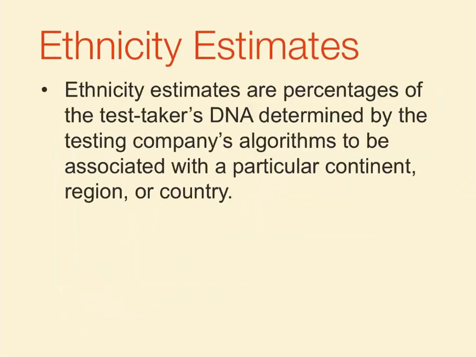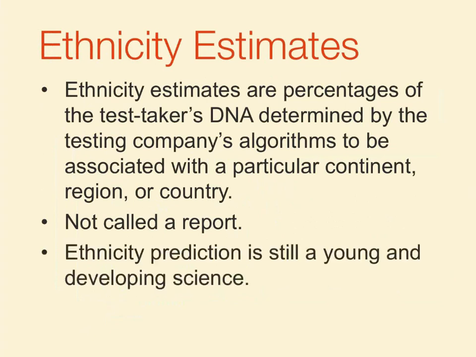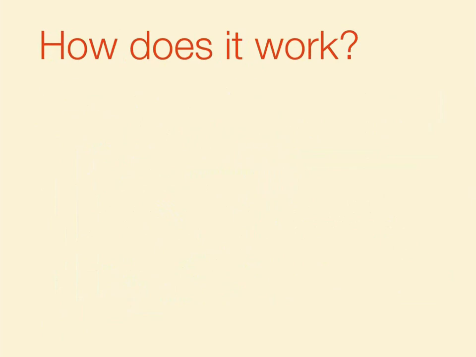Let's first talk about ethnicity estimates. So these are percentages of a test taker's DNA determined by the company and the company's algorithms to be associated with a particular continent, region, country, or ethnic group. And I'd like to point this out. It's not called a report. It is called an estimate because it is that. It's an estimate. And ethnicity prediction is still a relatively young and developing science. I think it's certainly going to get better, and the results today are still quite impressive, but not without some drawbacks and concerns.